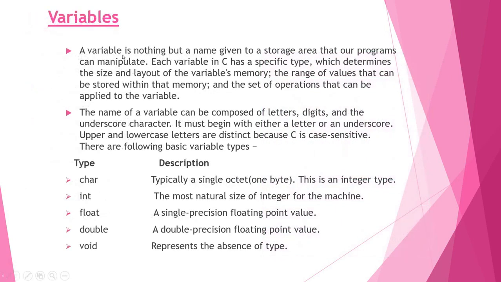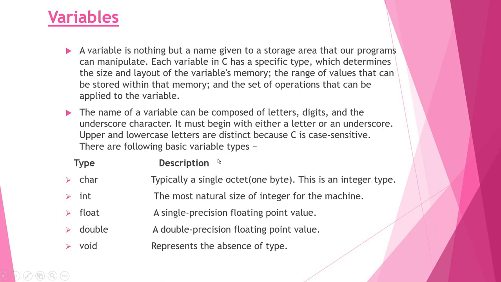The third is variables. A variable is nothing but a name given to a storage area that our programs can manipulate. Each variable in C has a specific type which determines the size and layout of the variable's memory. The name of a variable can be composed of letters, digits, and the underscore character. It must begin with either a letter or an underscore. Upper and lower case letters are distinct because C is case sensitive.